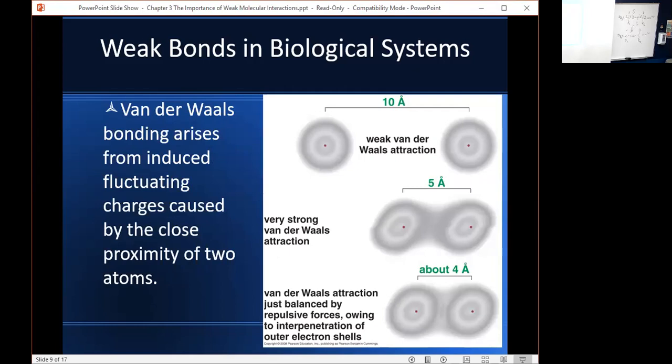Van der Waals bonding arises from induced fluctuating charges caused by the close proximity of two atoms. Okay, so when two atoms are close enough, random fluctuations in the electron cloud can cause a very fleeting, very short, and very weak attraction between atoms that are close enough. Let's go back. Let me draw on the side of the board this time.